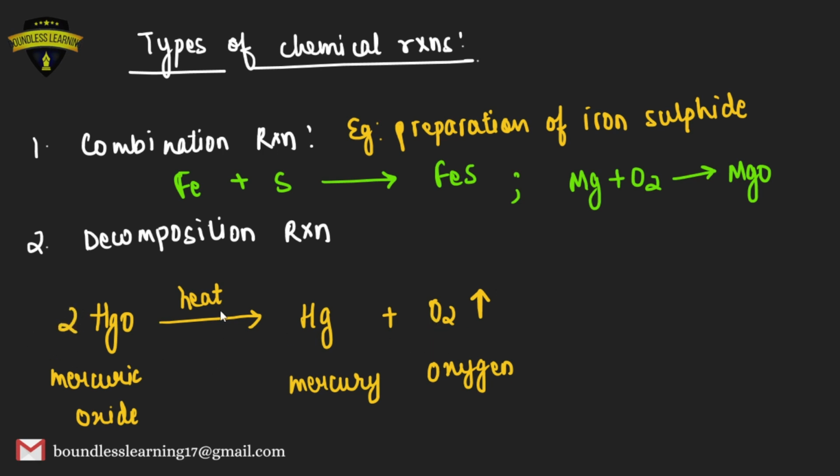Now let's balance this equation. This would be the balanced chemical equation. So this is the example of a decomposition reaction when one single reactant is broken down or is decomposed into multiple products.